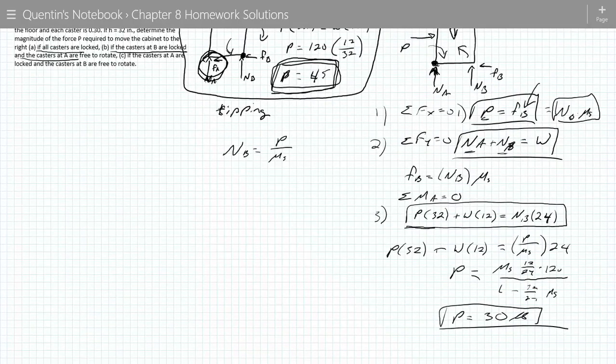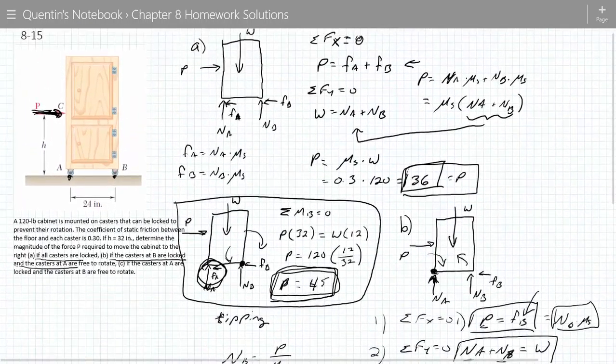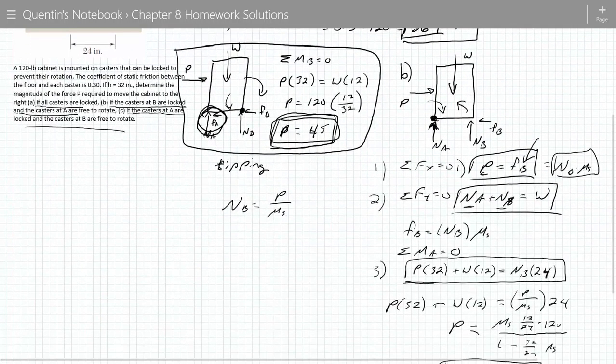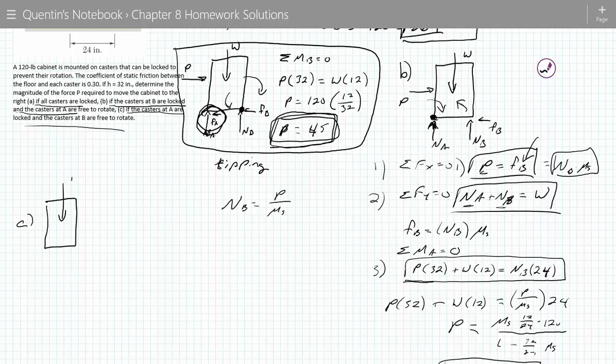Okay. So now let's look at part C. Now part C, we're looking at the casters at A. In other words, rear brakes is what we're looking at. So I'm going to put this over here. Sorry for the mess. C. You have the same block. You have the weight coming down. You have a P coming there. Here you have normal at A and a friction at A, and you have a normal at B, but no friction because it is free to move.